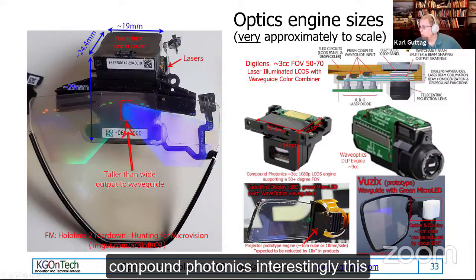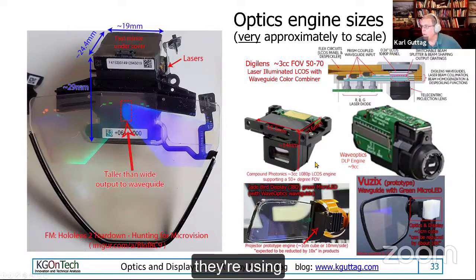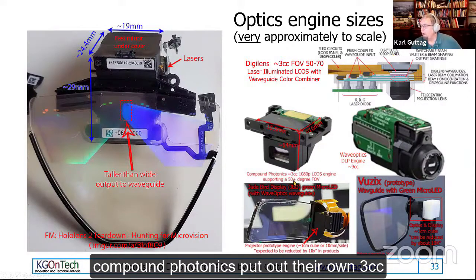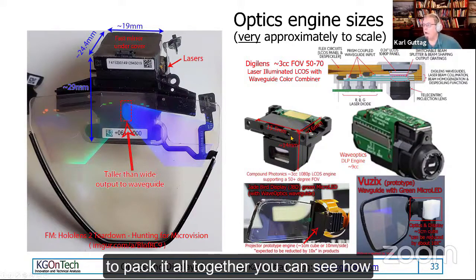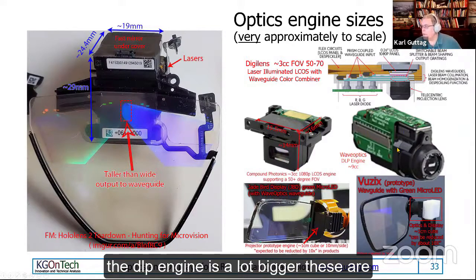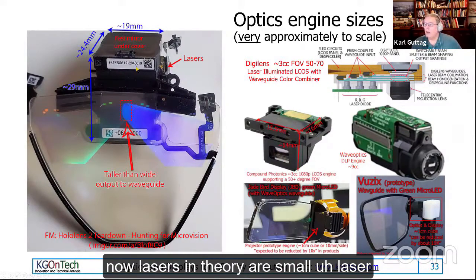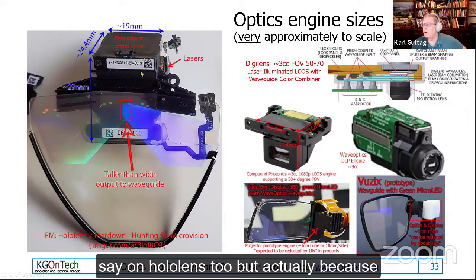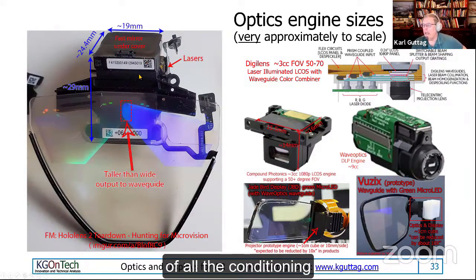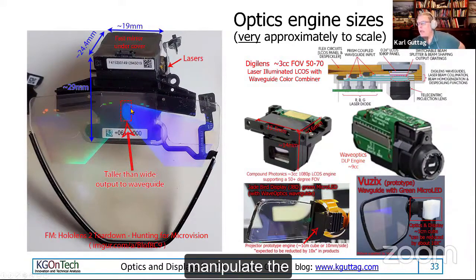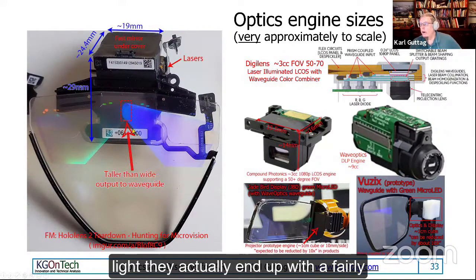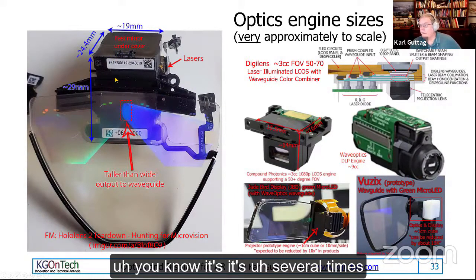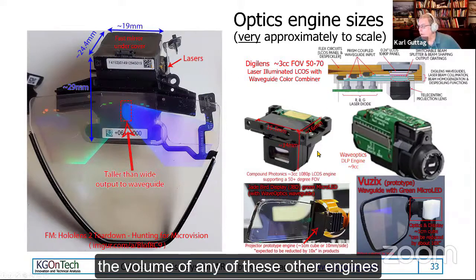Compound Photonics, interestingly, this appears to be a Compound Photonics panel they're using. Compound Photonics put out their own 3 cc, much more conventional engine, although they're doing some trickiness to pack it all together. You can see how the DLP engine's a lot bigger. These are roughly to scale. Now, lasers in theory are small. Laser beam scanning, that was used, say, on HoloLens 2, but because of all the conditioning and ways in which they have to manipulate the light, they actually end up with a fairly large light engine. The optical engine is actually quite large. It's several times the volume of any of these other engines.